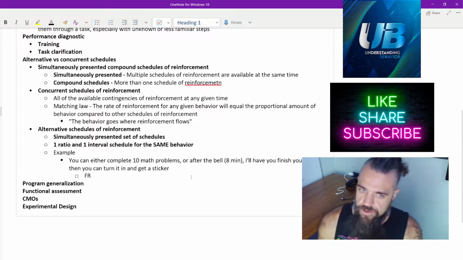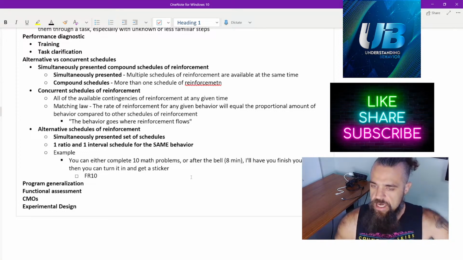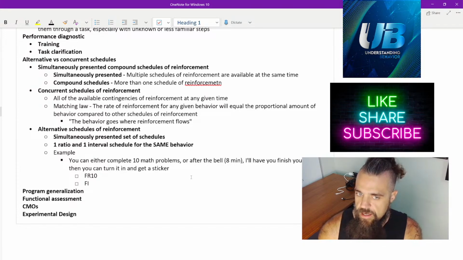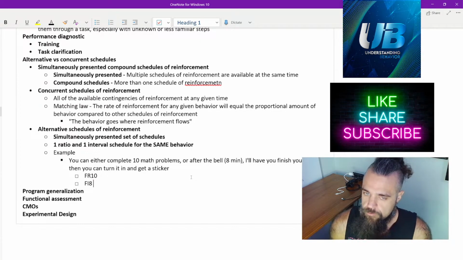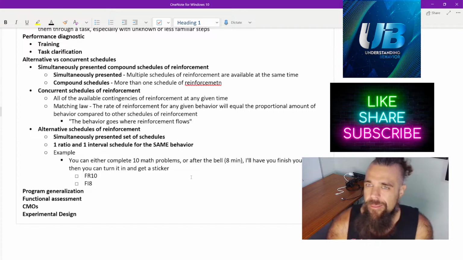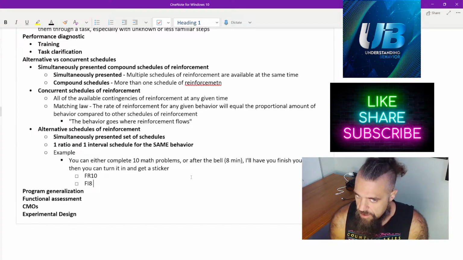So in this one, what we have is an FR10 schedule. So they can complete the 10 math problems, immediately turn it in, and then get a sticker. Or they could go with the fixed interval schedule. So this would be wait 8 minutes, do one more problem, and then you'll get the sticker. And it's likely they're not going to just wait and do the one problem after the time, unless they're real smart Alex, but whatever. So they probably would do the problems before the time anyway. So that's our alternative schedule.